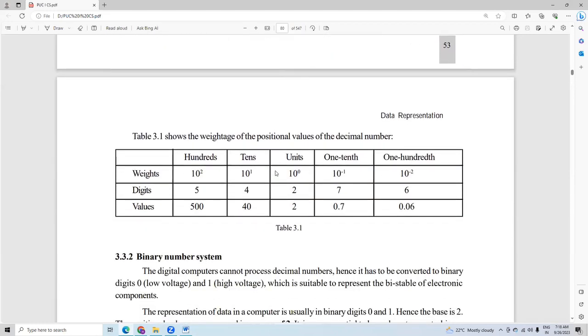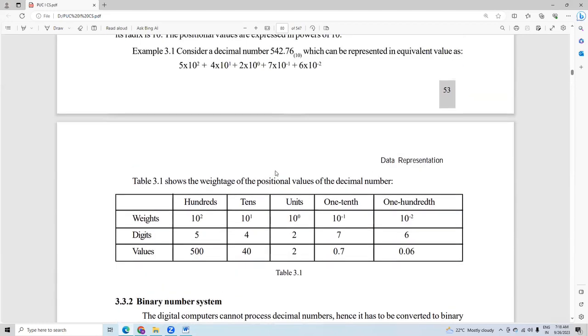So here, the following table will show you the weightage of the positional values of the decimal number. So here you see in the columns we have hundreds, tens, units, 1/10, 1/100, and in the rows we have weights, digits, and values.